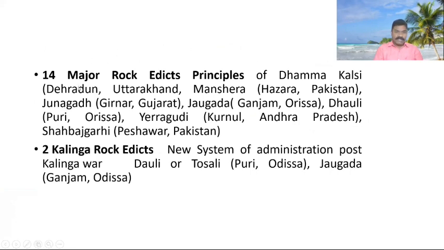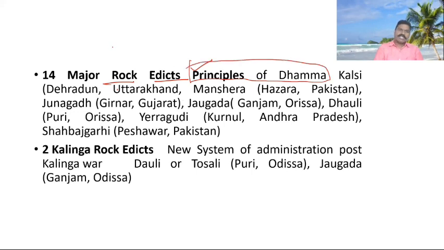Ashoka issued 14 major rock edicts. These 14 major rock edicts were found at different places. Ashoka issued these inscriptions, which speak about the principles of Dhamma. Ashoka founded the Dhamma policy. To propagate the Dhamma policy, he appointed Dhamma Mahamatras, and he also issued inscriptions like orders, like proclamations, to follow his Dhamma.